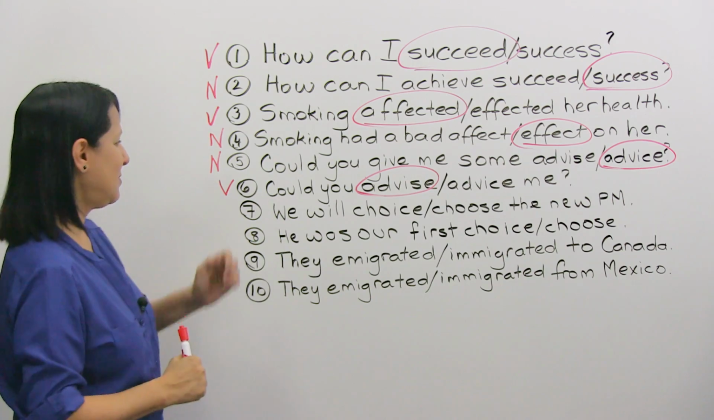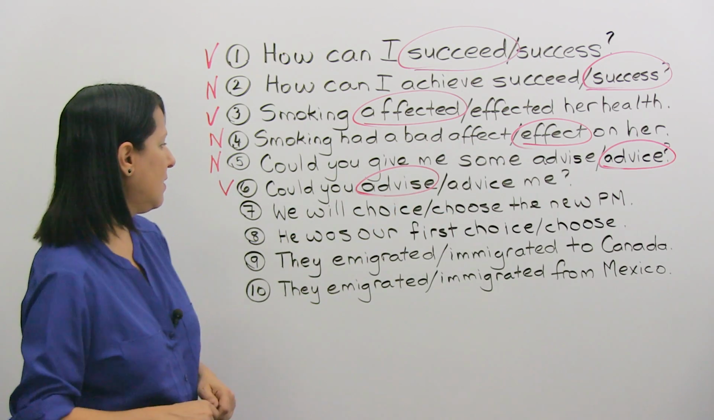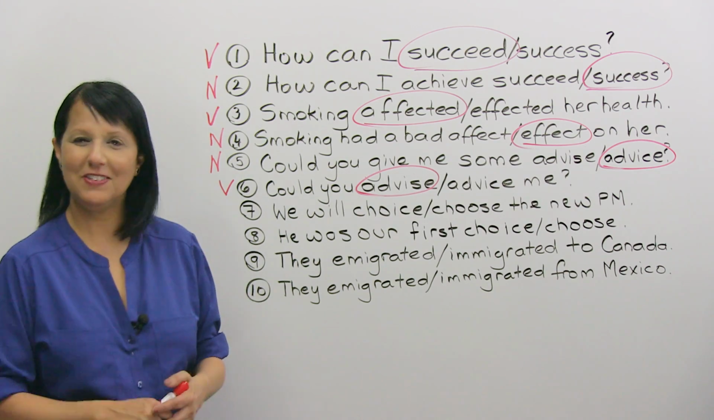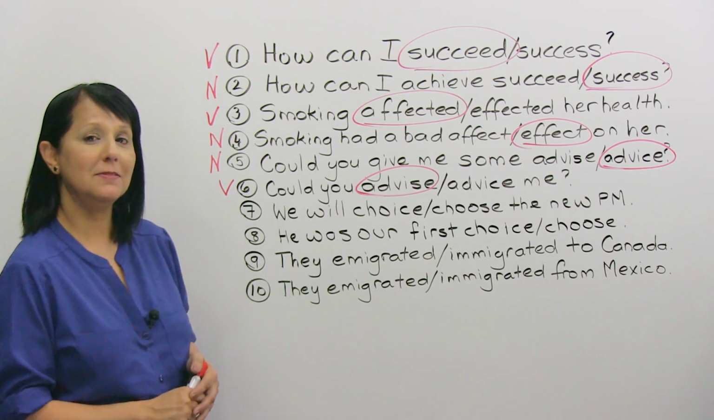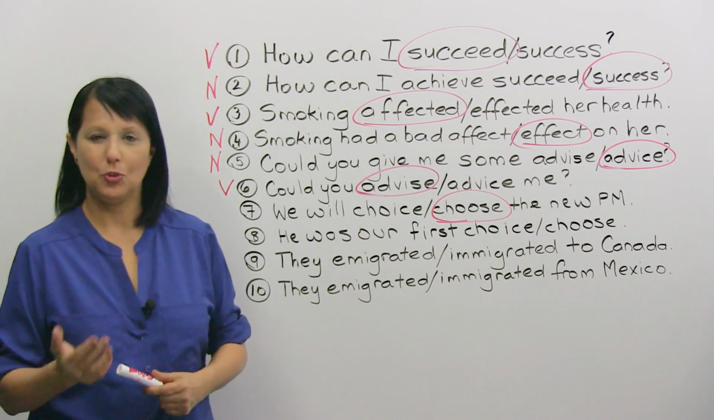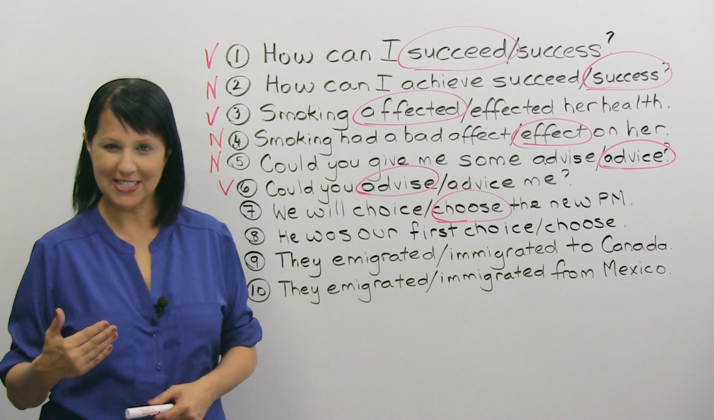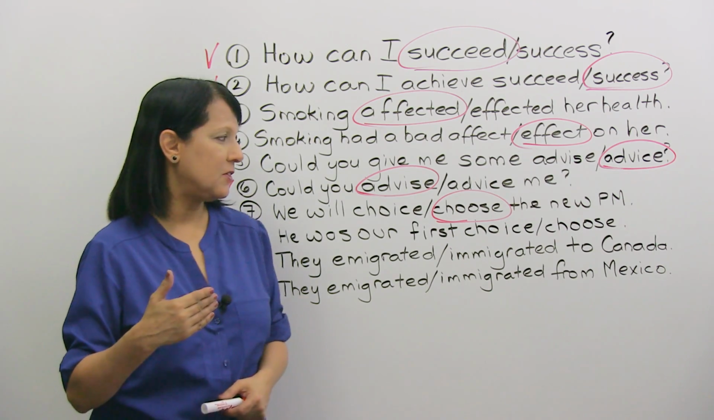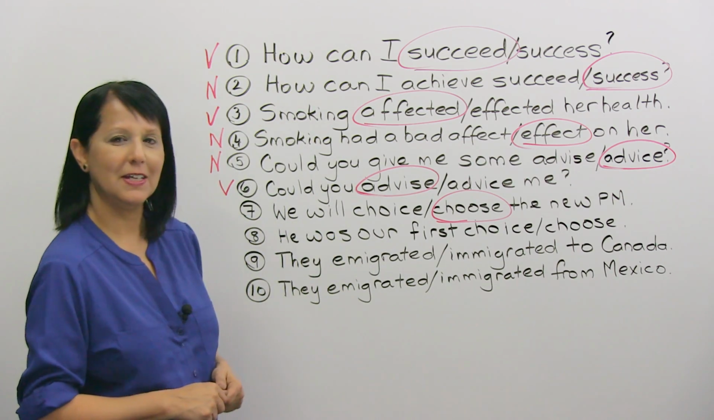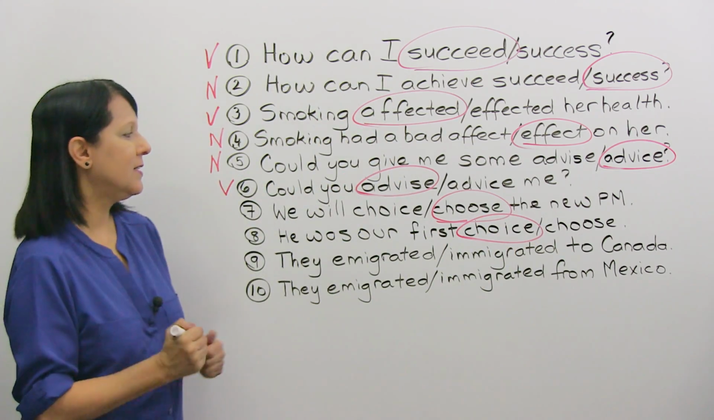Stick with me. Number seven, we will choose the new Prime Minister, PM, or we will choice the new Prime Minister. What do you think it should be? We will choose the new Prime Minister. Okay, good. He was our first choice or he was our first choose. Which one is it? Can you tell? He was our first choice.